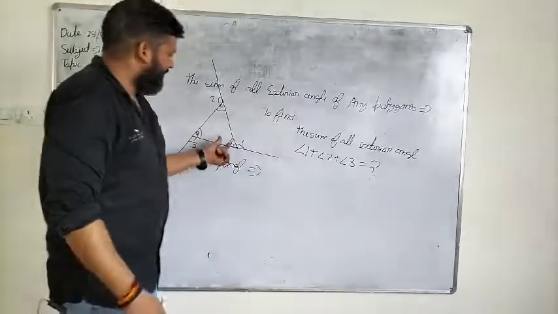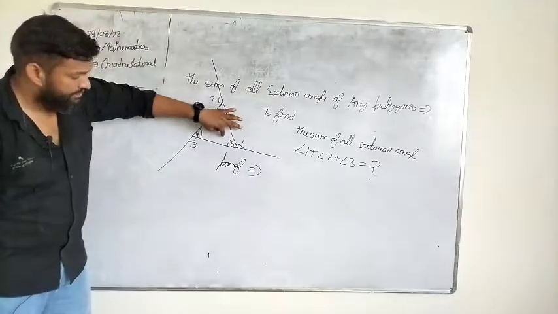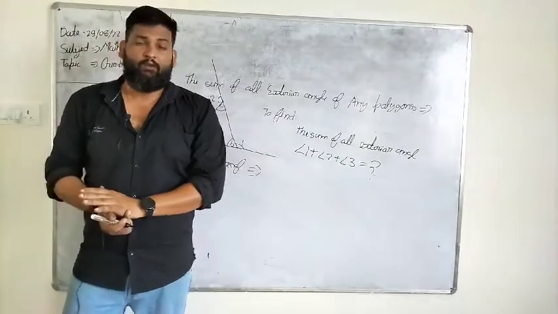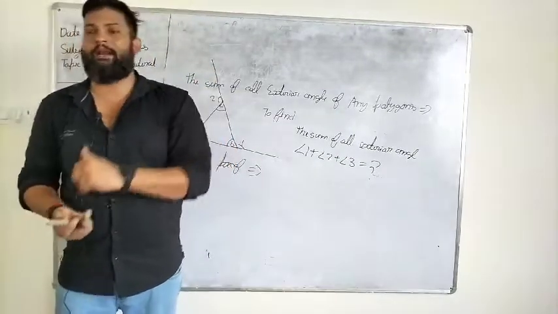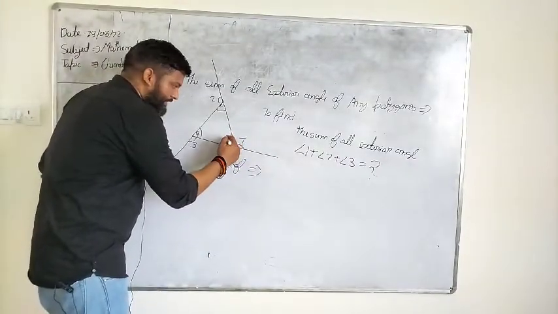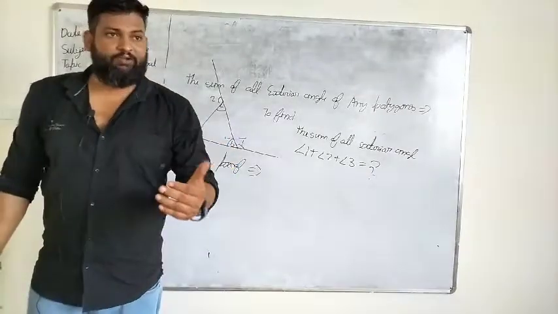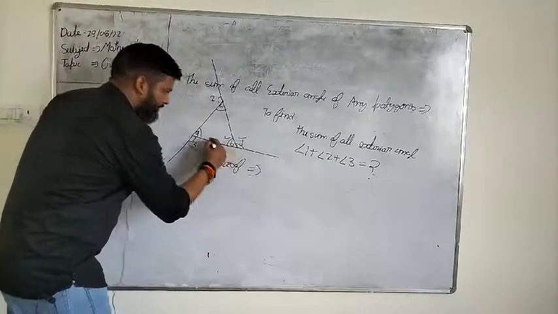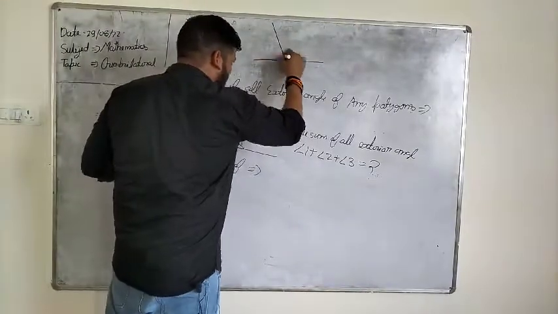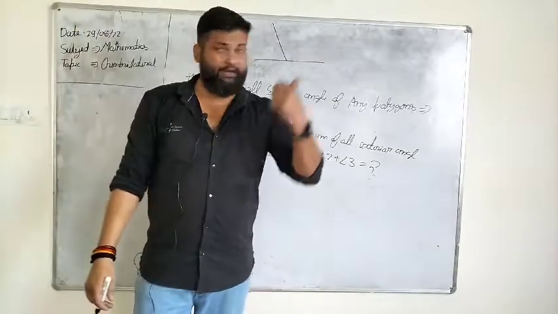What is the property? The sum of exterior and interior angle at any one point will always be 180 degrees, for regular and irregular polygons. The sum of the exterior angle and interior angle at a point is always equal to 180 degrees, because they form a straight line, and we know the linear pair. What is the linear pair? If a ray stands on a line, it forms a linear pair.